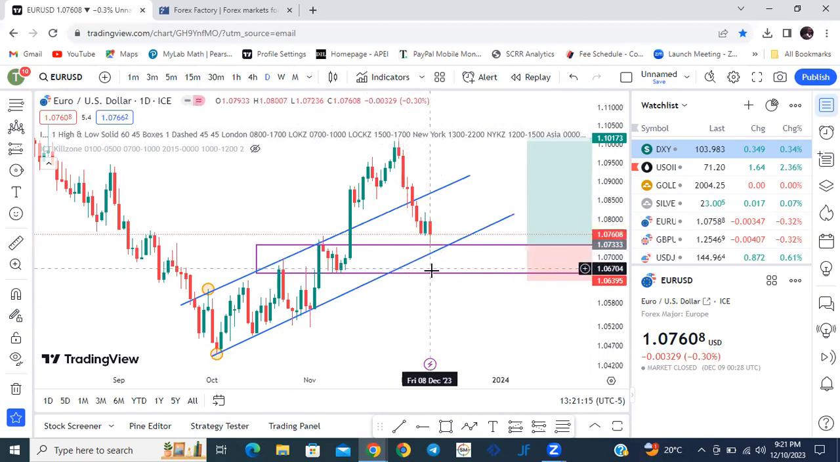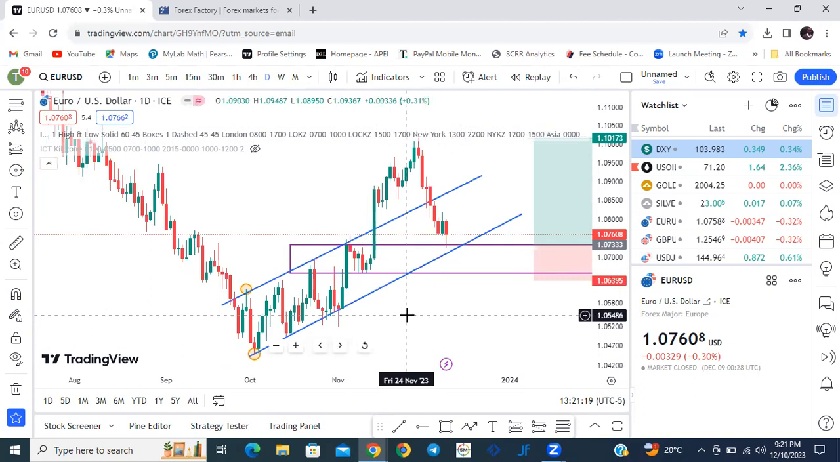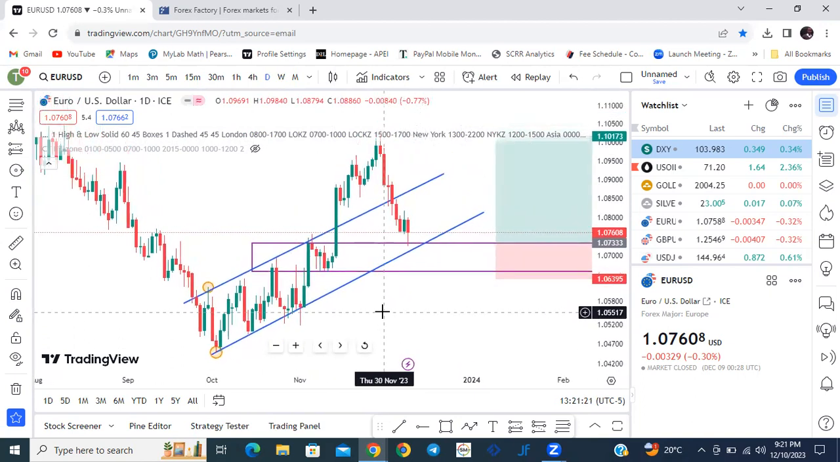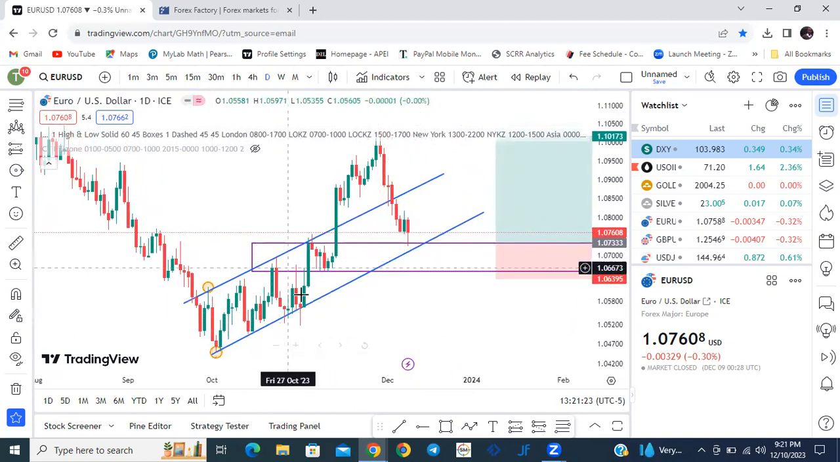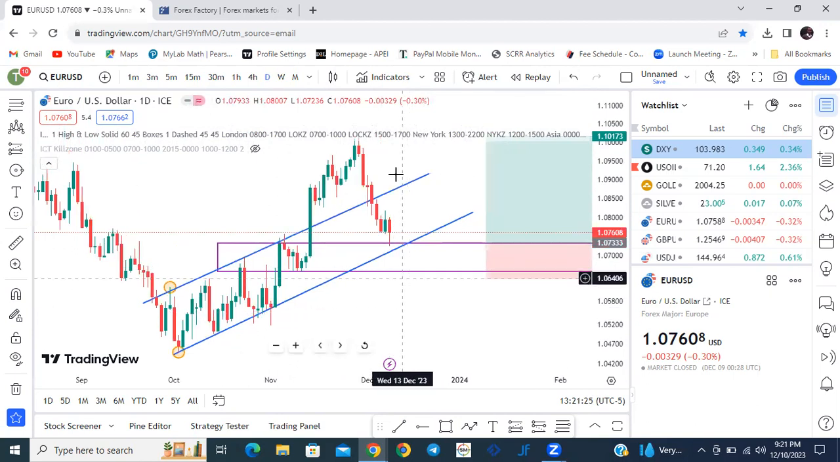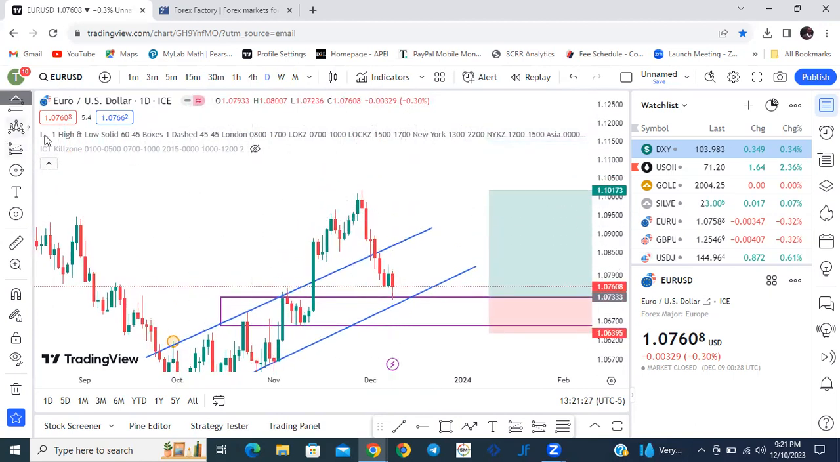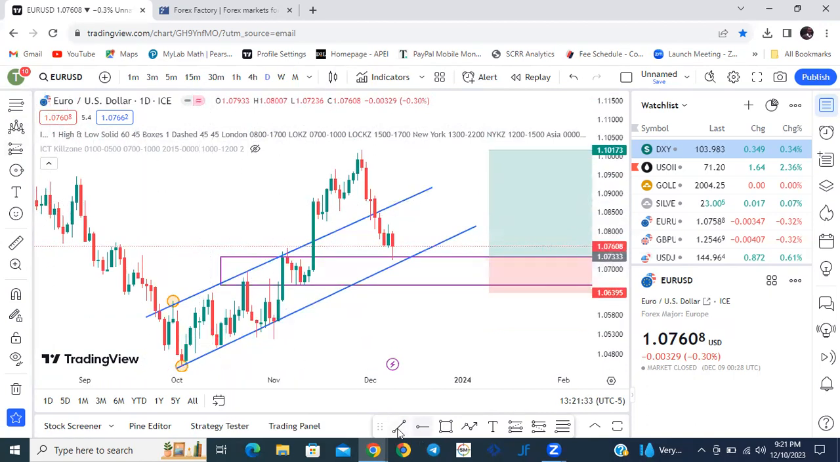And the price had to reach here because we saw that we had a weekly demand zone. So this was an uptrend. And actually, from the daily time frame, we can see that now the trend is changing.